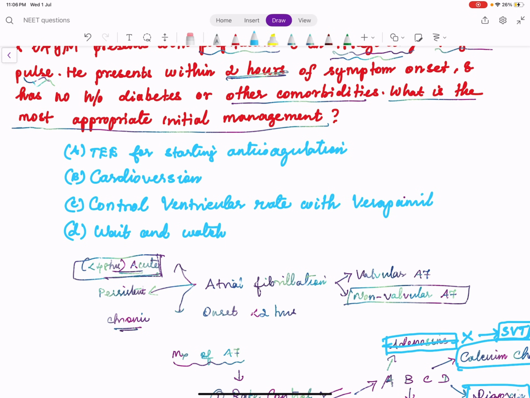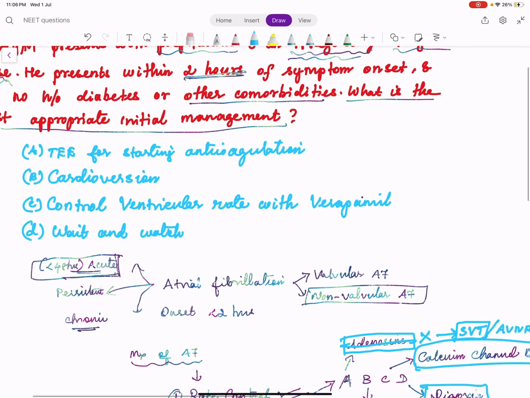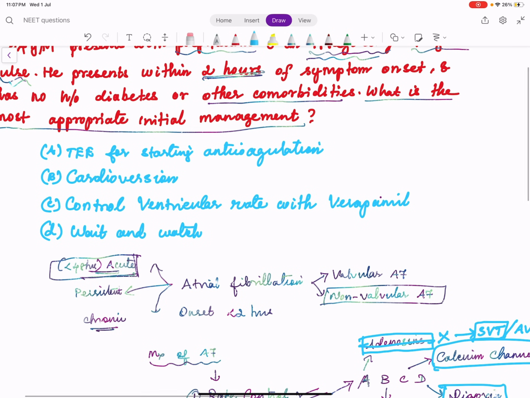So TE is trans-esophageal echocardiography for starting anticoagulation. Trans-esophageal echocardiography is a better investigation to pick up left atrial clots. If a left atrial clot is present, we have to anticoagulate before controlling the rhythm. Because once you control the rhythm in atrial fibrillation, whatever clot is present in the left atrium will dislodge and cause a stroke, cardioembolic stroke. That is why doing trans-esophageal echocardiography is important.